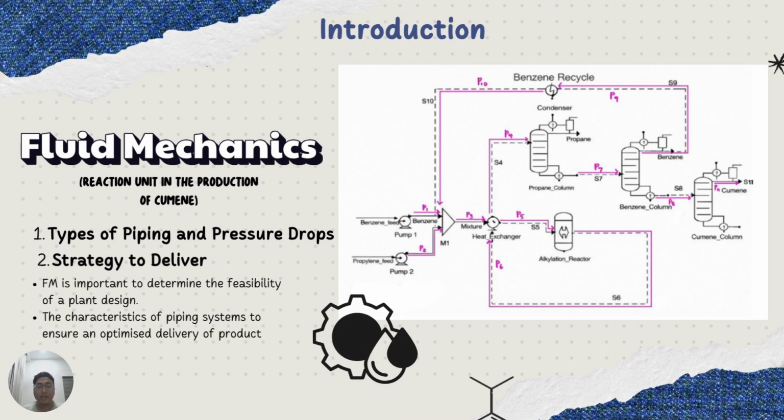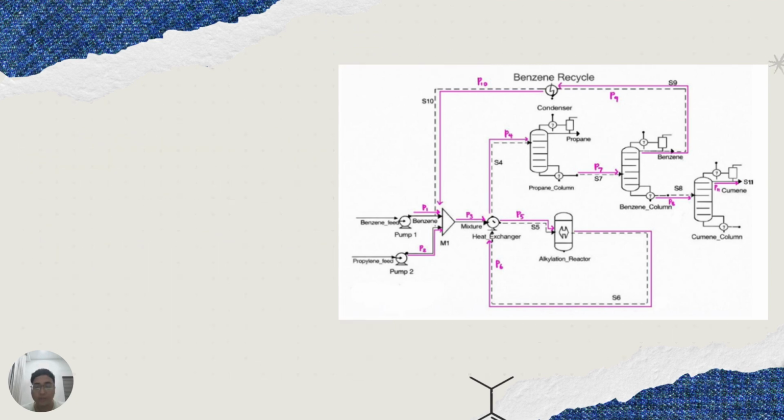My name is Adam and I will present the fluid mechanics aspect of our cumin production plant design. The fluid mechanics is critical because it allows us to determine the technical feasibility of the plant. By analyzing the characteristics of our piping systems, we can ensure the optimized delivery of our products from the initial feed mixing all the way to final storage.